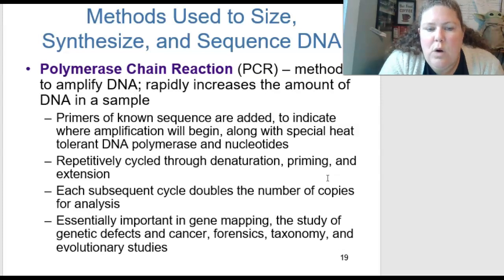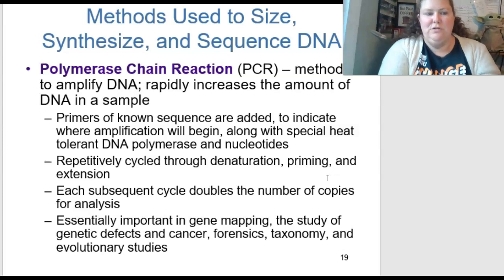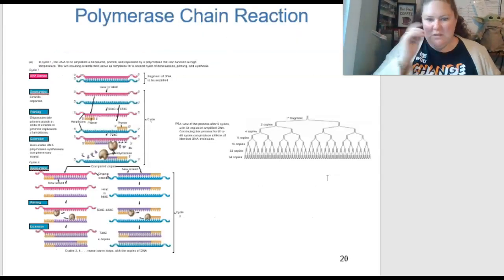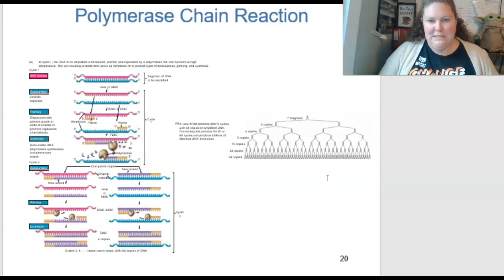If we start cycle 1 with 1 copy of DNA, it will double, so at the end of cycle 1 we'll have 2 copies. Then that 2 will double for the second cycle, and you'll get 4. Then you double it again for the third cycle and you get 8, and then for the fourth cycle you get 16, etc. This is very important in gene mapping, the study of genetic defects in cancer, as well as forensics, taxonomy, and evolutionary studies.